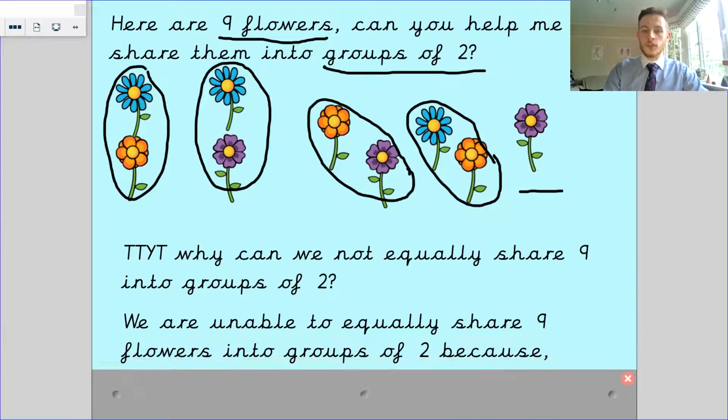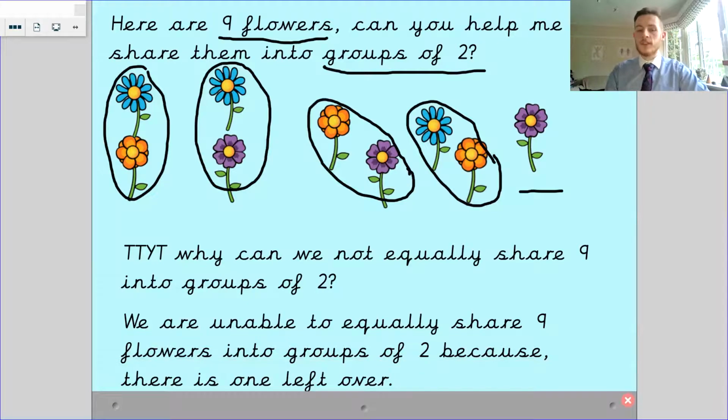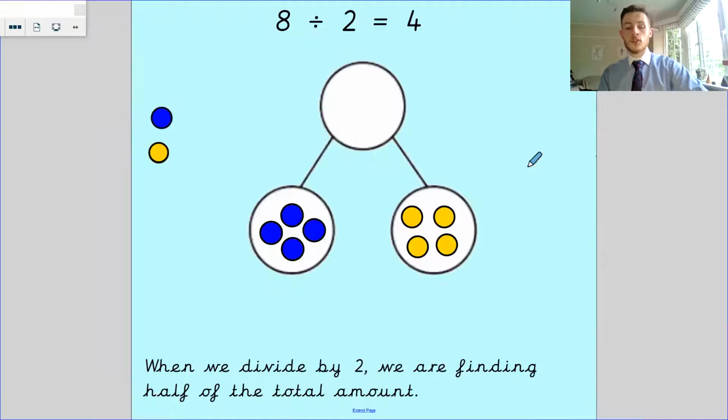Well, it's because we're unable to share 9 flowers in groups of 2 because there's 1 left over. So it is unequal. You can't do it in year 2. You cannot do that sum in year 2 because it is unequal. We've got 1 left over, so we can't do it. So let's have a look.